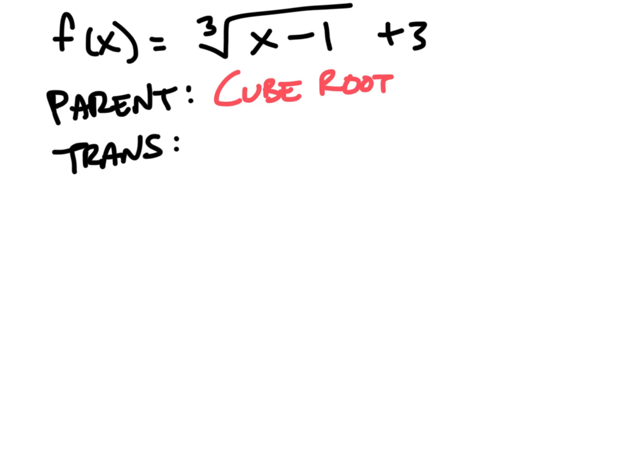Okay, and let's figure out what the transformations were. This positive 3 on the outside, that one's the easy one. That lets us know we're going to go up 3. But what does this minus 1 say? Remember, h appears negative, so it's positive, right? So that's going to shift us right 1.